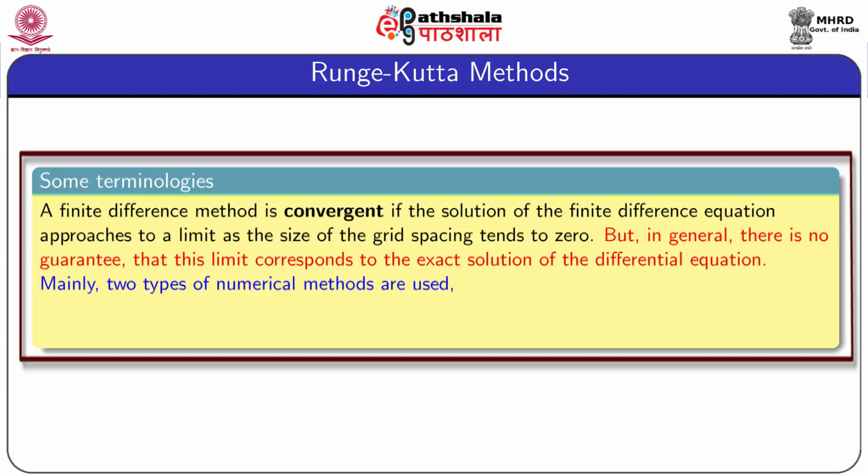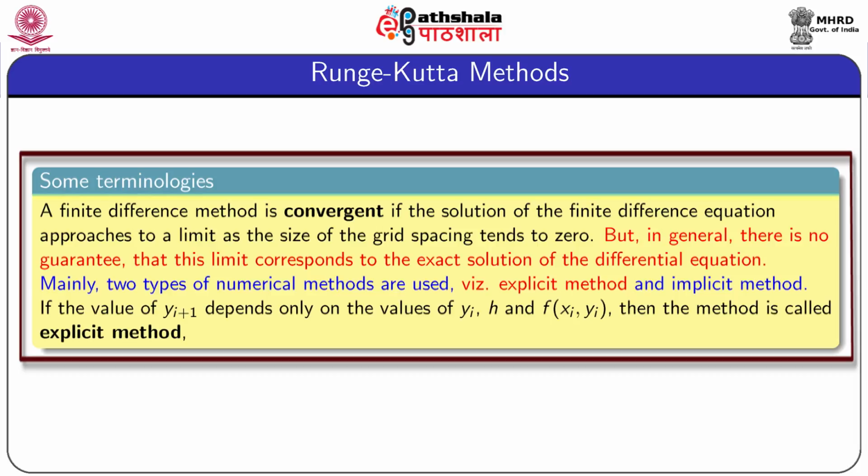Mainly two types of numerical methods are developed. The first one is called the explicit method and the second one is called the implicit method. If the value of y(i+1) depends only on the value of yi, that means the previous value of y, and h, the step length, and the given function f(xi, yi), then the method is called an explicit method. Otherwise, the method is called implicit. In an implicit method, the value of y(i+1) depends on y(i+1) itself and the other values of y.